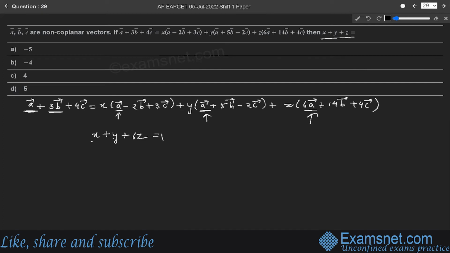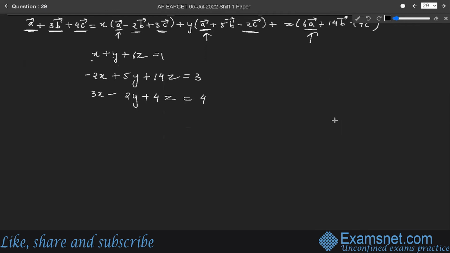Similarly, comparing the coefficient of B vector, it will be minus 2x plus 5y plus 14z is equal to 3. And comparing the coefficient of C vector, here it will be 3x minus 2y plus 4z is equal to 4. Now we have these 3 equations.